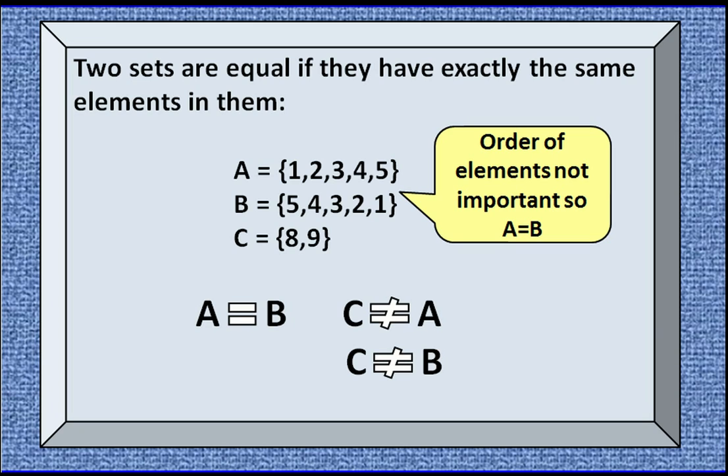Set A and set B are both assigned the same elements, one in reverse order of the other. As far as equality is concerned, the order of the elements is not significant, and as long as the same elements occur in both sets, the sets are equal, so set A equals set B. Set C contains only two elements, 8 and 9, and neither of these appear in set A or set B. C is not equal to A, and C is not equal to B.